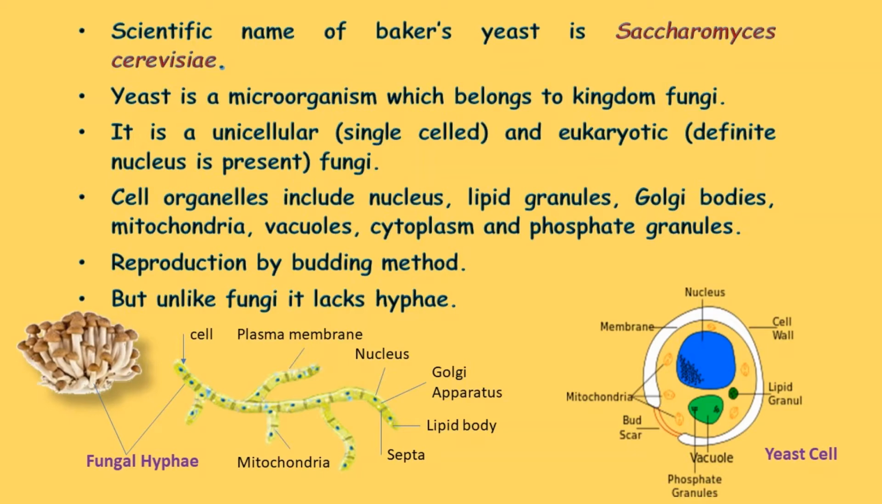Cell organelles include nucleus, lipid granules, Golgi bodies, mitochondria, vacuoles, cytoplasm, and phosphate granules. Reproduction in yeast is by the budding method. But unlike other fungi, it lacks hyphae.